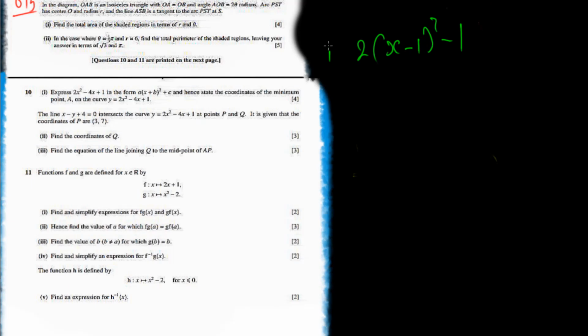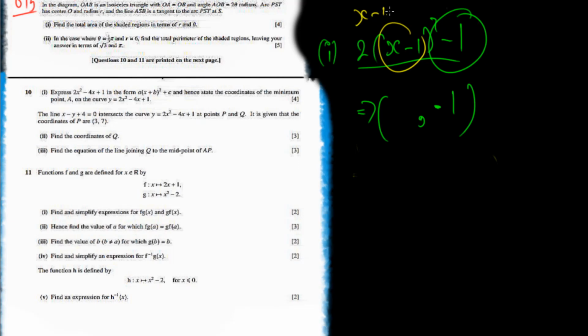Part 1 of the question is to find the coordinates of A. We know that when you have an equation in completing square format, your outer value represents your y, and if we solve the inner part, that should give us your x value. So x minus 1 is equal to 0, therefore x is going to be 0 plus 1, x is going to be 1. So this is our coordinates for A.